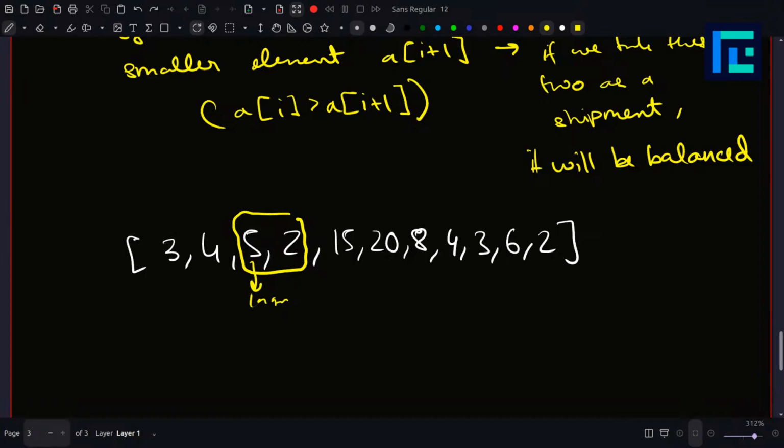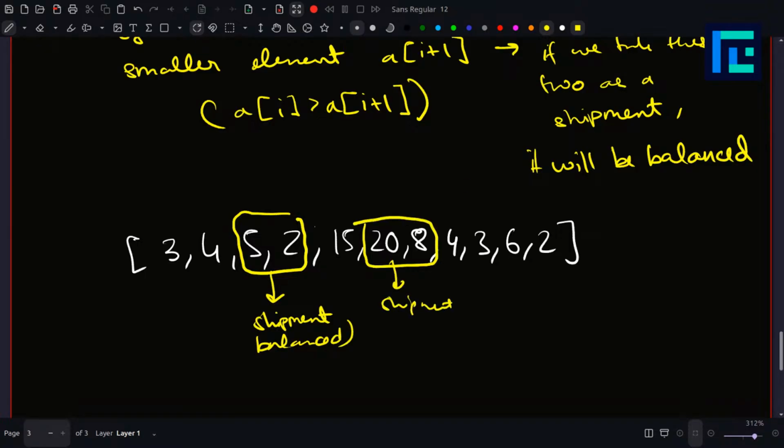we can take this as a shipment. We assume that this is one balanced shipment, or subarray. Similarly, any other place where a larger element is followed by a smaller element. Here 20 is larger, so no. And here 8 is smaller, so we have a large element followed by a smaller element. This can be another shipment. Now we check 4, and we have 4 followed by a 3. So that's another shipment, right?